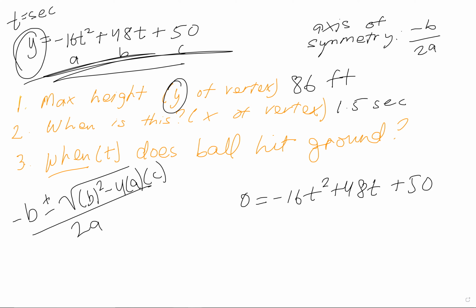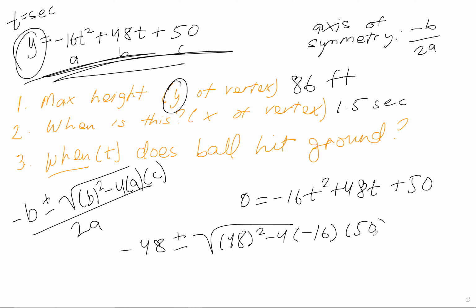Okay. So what would I do? You would plug in the a, b, and c. Yeah, so say it. Negative 48 plus or minus the square root of 48 squared minus 4 times negative 16 times 50, over 2 times negative 16.